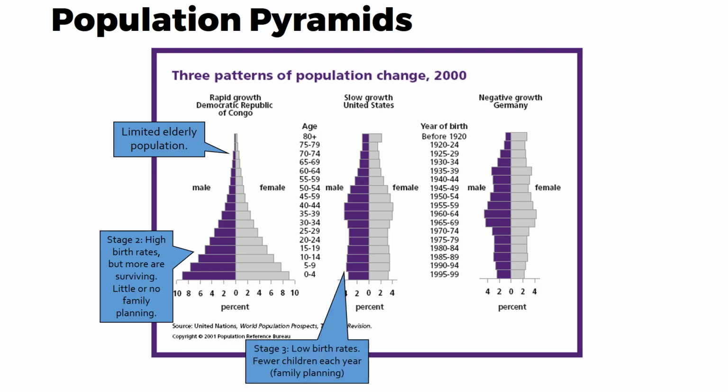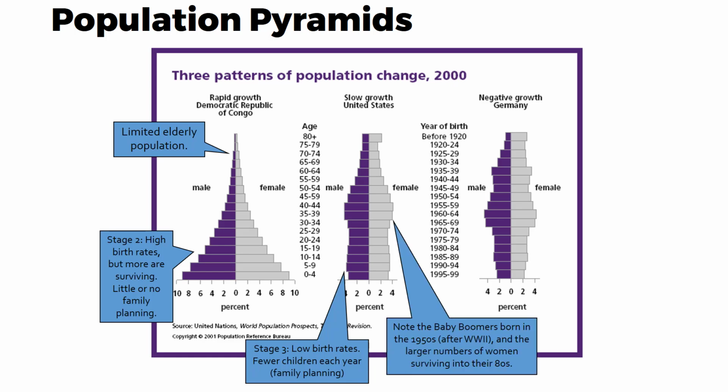The U.S., in the middle, is in stage 3. Family planning is in evidence, as the number of children is shrinking each year. That little bulge in the middle is the baby boomers, born between 1945 and 1965. Wars often show up in pyramids through a reduction in a specific bracket of males, followed by a surge in births.